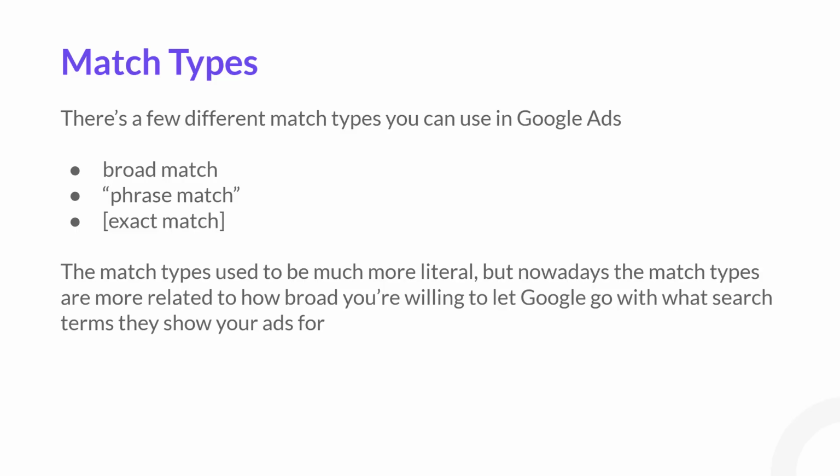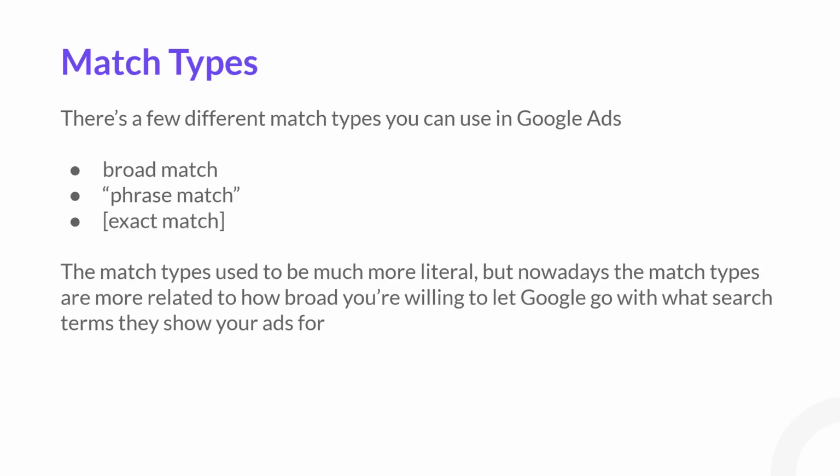Next thing on the list, you have phrase match. And what that means is you put these little quotes on the keyword, and that's going to tighten down what your ads show for a little bit more. And then the most restrictive kind of keyword match type we have here is exact match, and that's with the little brackets on either end of the keyword.